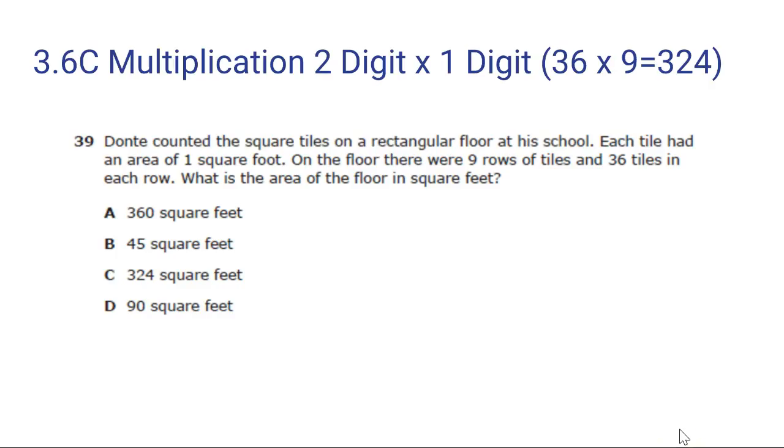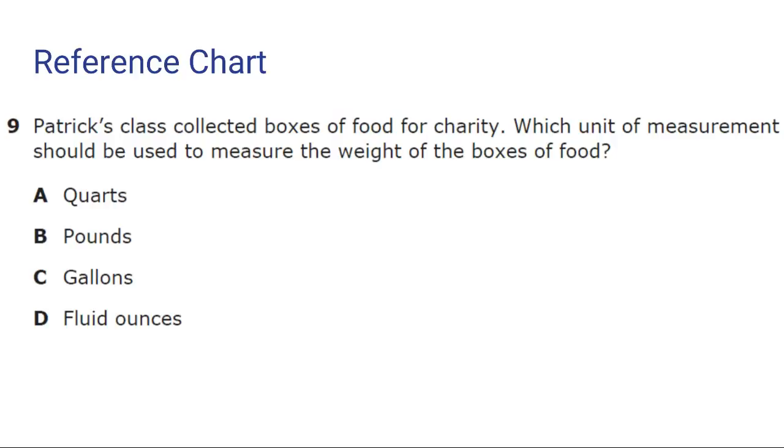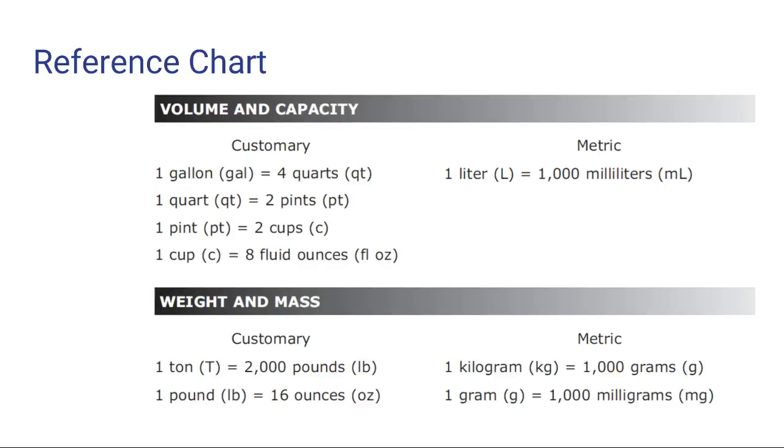3.6c, multiplication. Notice there was a 2-digit times a 1-digit item. Use your reference chart. Have it available for the kids. Have it in their notebooks so that they can refer to it at all times. Notice that this particular item, the only possible answer choice was B, and it's the only one that's listed on your reference chart.